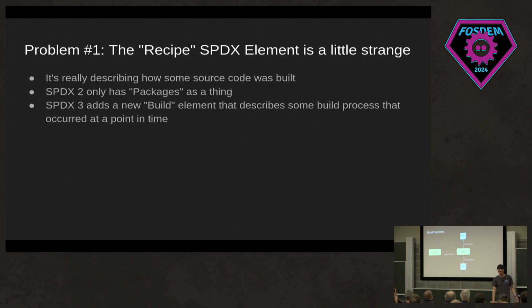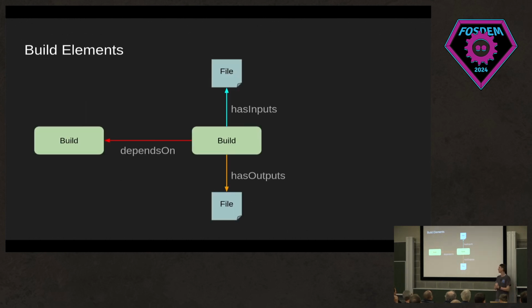And so we've transitioned to using that, and this is kind of what the build element looks like in SPDX 3. So you can describe the inputs and the outputs of the build element, so the things it took in and the things it's spitting out. And then you can also have sort of more abstract dependencies between build elements themselves. You can say, like, this step depends on this step.